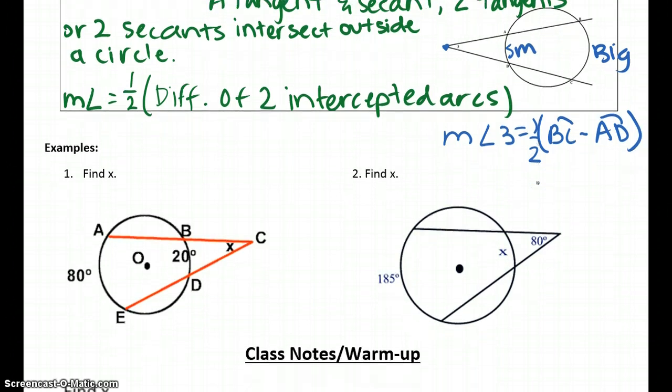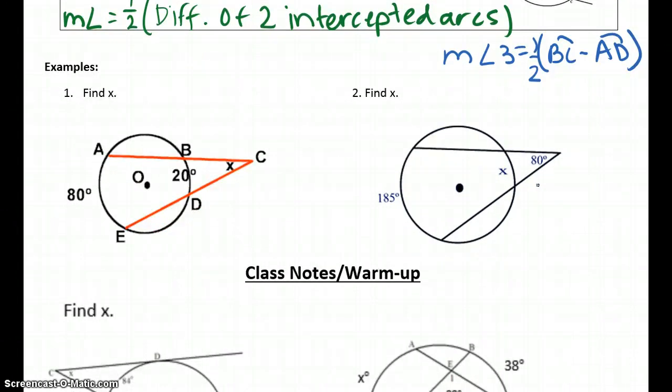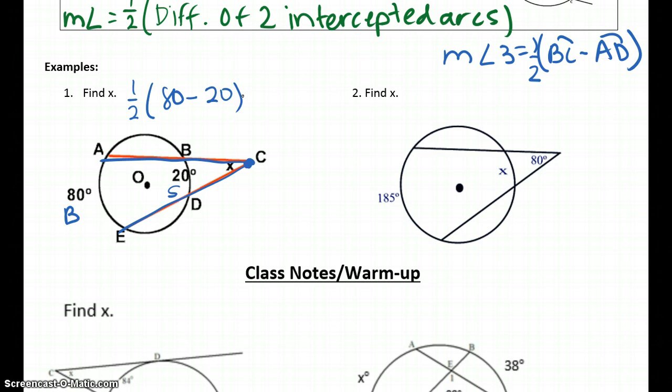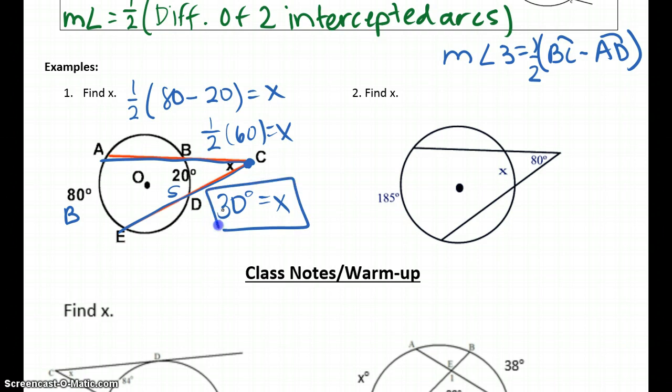So if we look at these two examples together here, number 1 says find the measure of x. I notice that x is right here. It is outside the circle. So I'm going to highlight my angle here, and I find 2 arcs. I found my big, and I found my small. So I'm going to take 1/2 times my big arc, which is 80, minus my small arc, which is 20, and that is going to give me the measure of angle x. So 80 minus 20 is going to give me 60, and half of 60 is 30. So the angle x is 30 degrees.